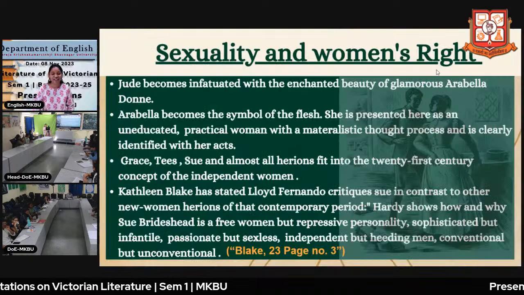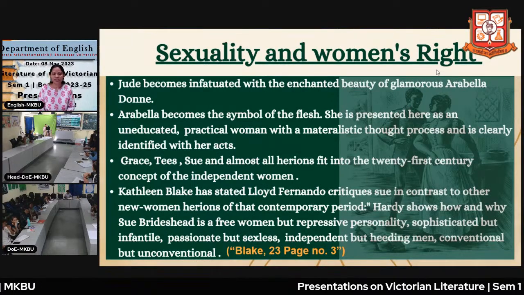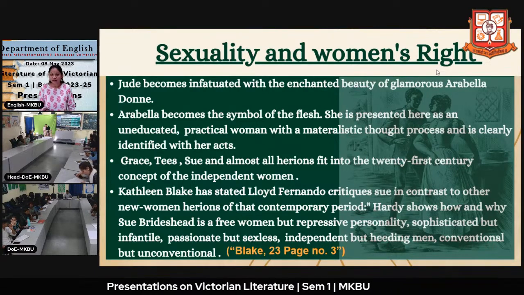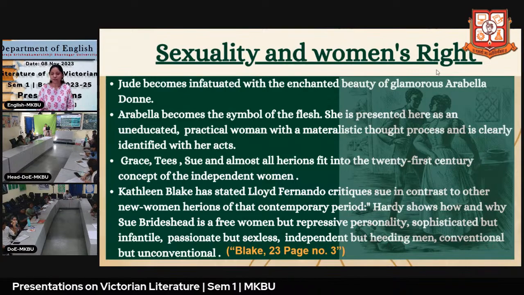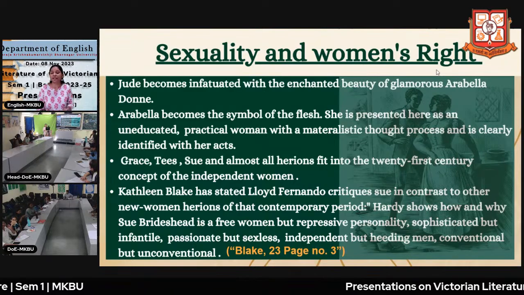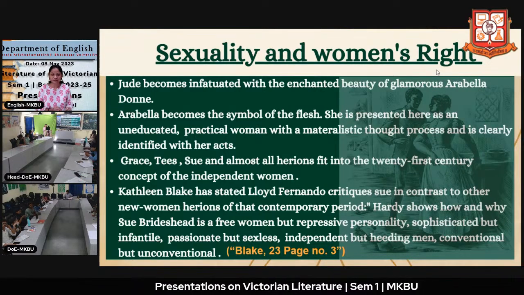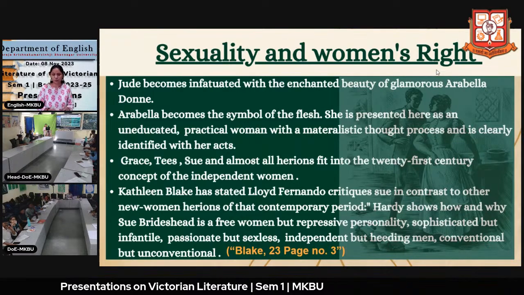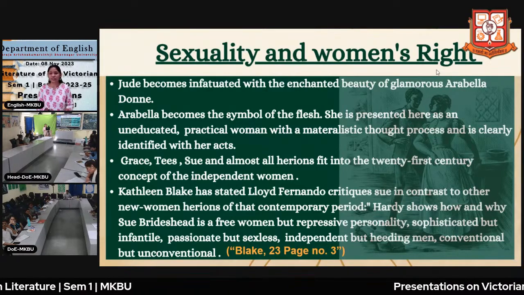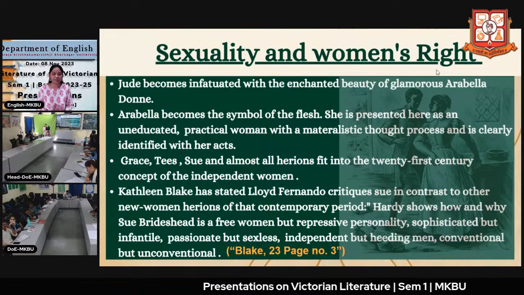Then sexuality and women's rights. Jude becomes infatuated with the enhanced beauty of glorious Arabella Donn. Arabella becomes a symbol of the flesh. She is presented here as an uneducated, practical woman with a materialistic thought process, and this is clearly identified with her character. We can see how flirty Arabella is.